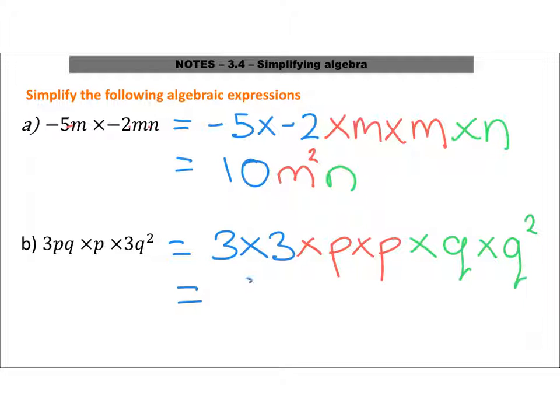So the numbers: 3 times 3 is 9. We've got 2 p's, so p squared. And with this one here, I could have expanded the q squared out and written that as q multiplied by q. But instead what I'm going to do here is actually add my exponents. So I've got q to the power of 1 plus q to the power of 2 is q to the power of 3. And that's that question done.